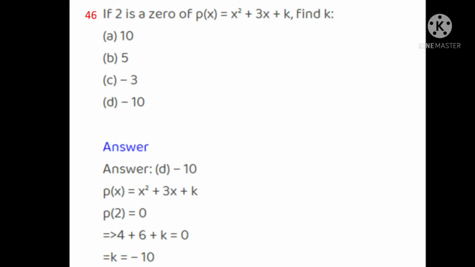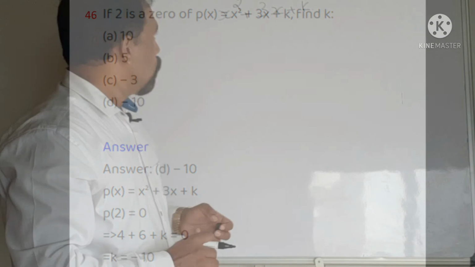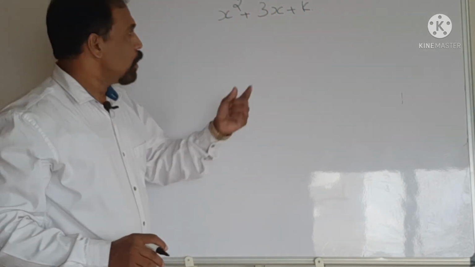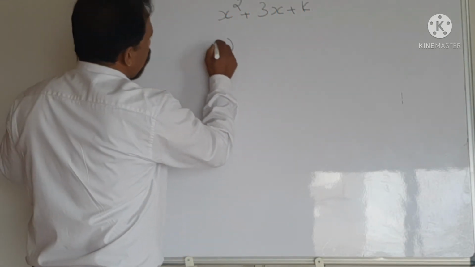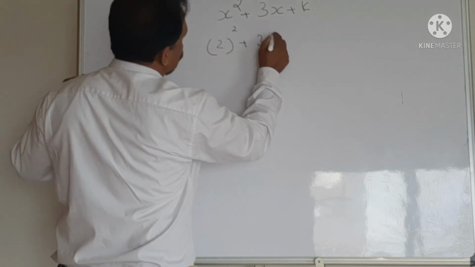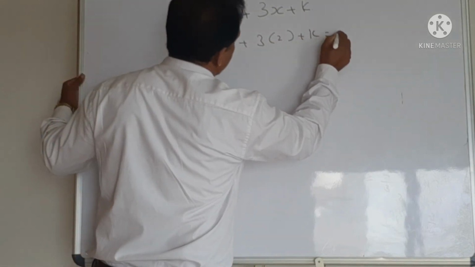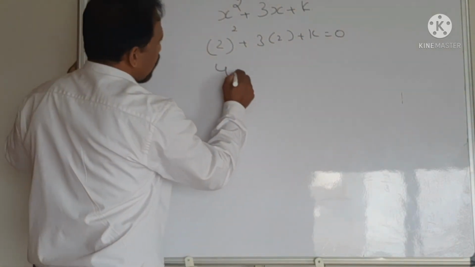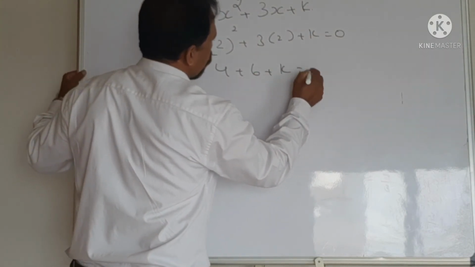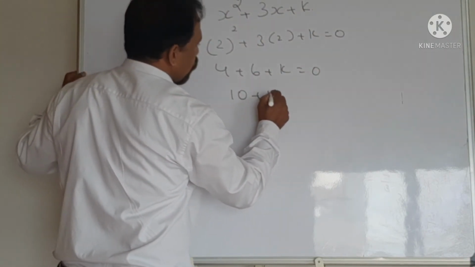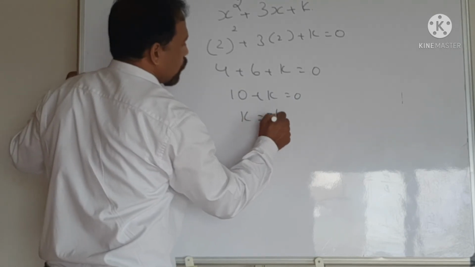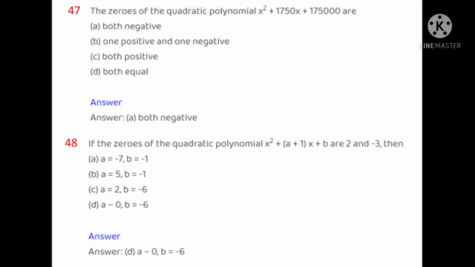Question number 46. If 2 is a zero of p(x) = x squared + 3x + k, find the value of k. Now 2 is a zero of this equation. So if we put 2 squared + 3 into 2 + k, it will be 0. So 4 + 6 + k is equal to 0. 10 + k is equal to 0. Therefore k is equal to minus 10.